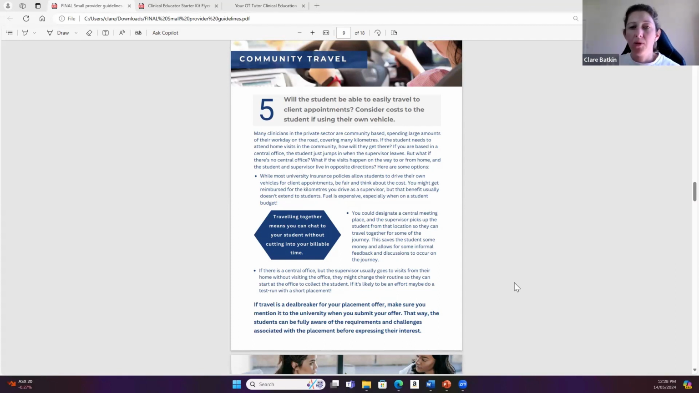Technically, most university policies will allow students to drive their own cars, but again, it's just thinking about that cost to the student. You might get your fuel reimbursed. Maybe you've got capacity as a company to reimburse the student's fuel. Not many do though. So just think about what your ability is.